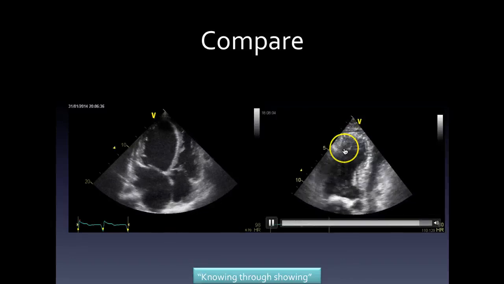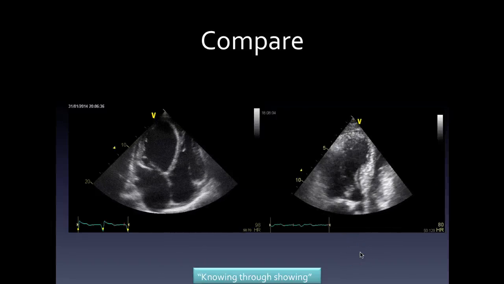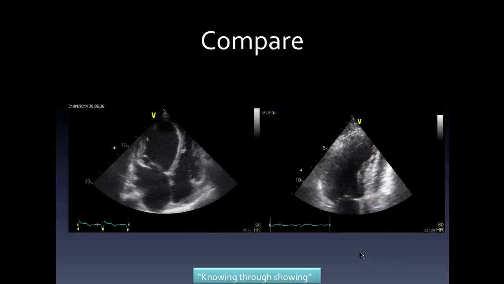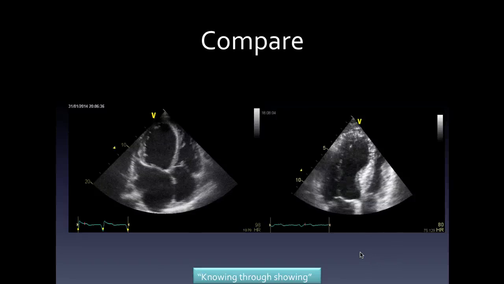So train your eye to look for thickening, not just movement. We all look for movement, but thickening is where it's at, because thickening refers to shortening, and shortening translates to ejection fraction, cardiac output, and what matters.